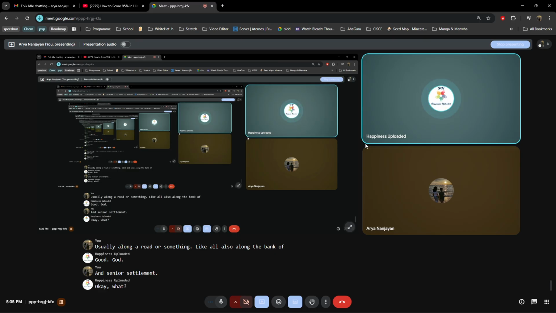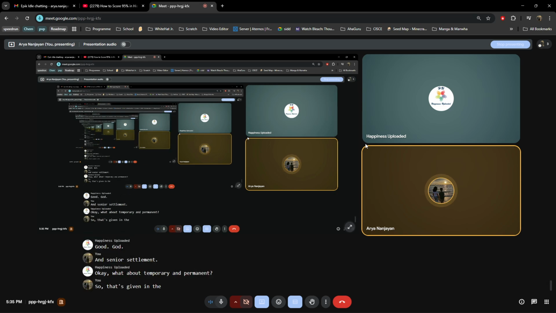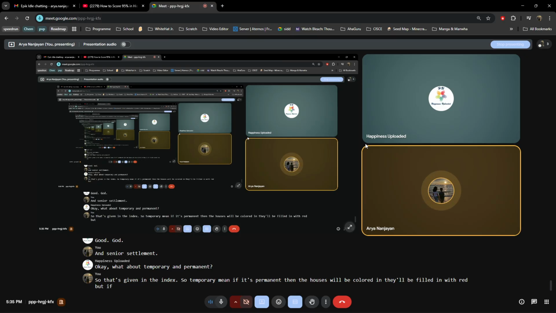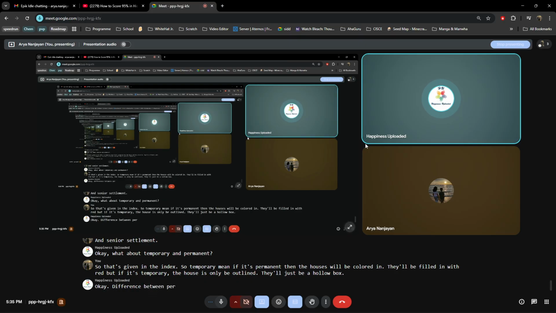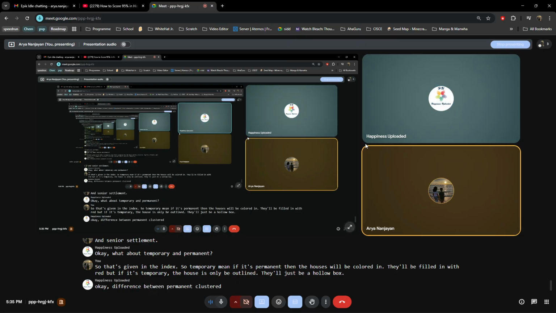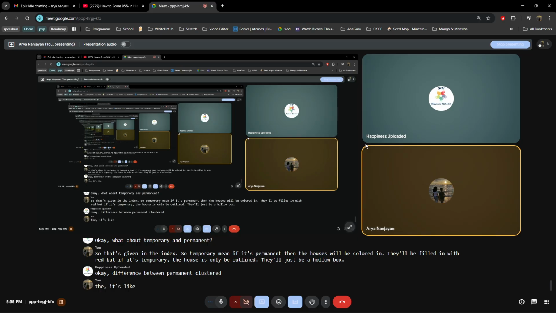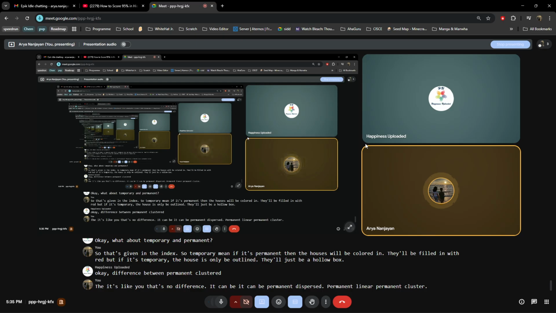What about temporary and permanent? That's given in the index. If it's permanent, then the houses will be colored in, filled in with red. But if it's temporary, the houses will only be outlined. They'll just be a hollow box. Difference between permanent and clustered? There's no difference. It can be permanent dispersed, permanent linear, permanent clustered.